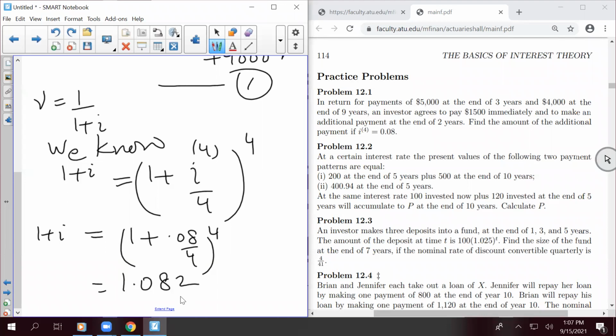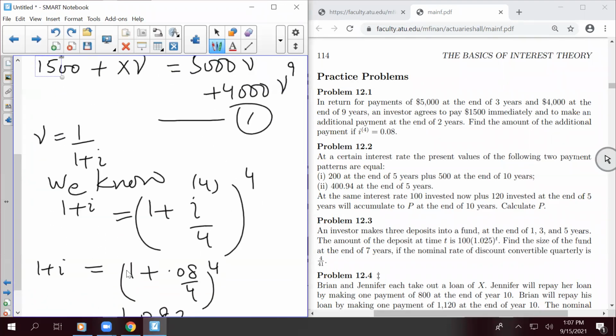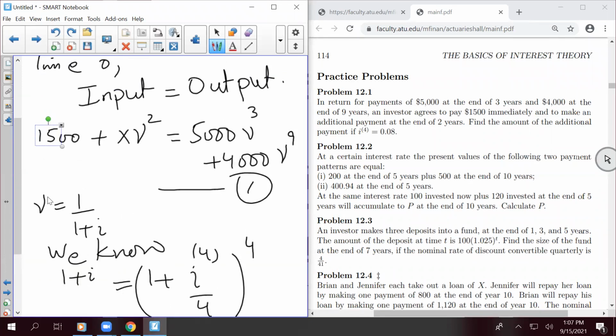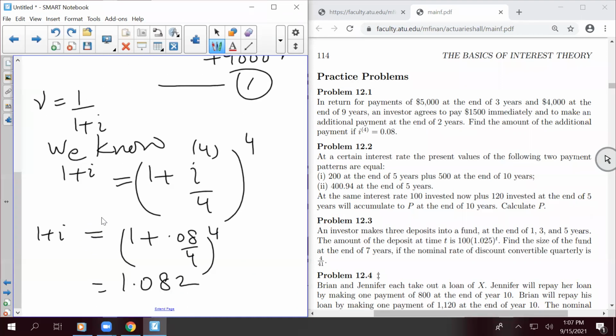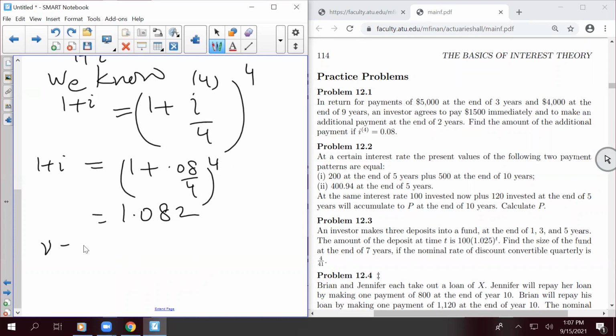Right, you can calculate i by itself, but the reason why we are calculating this is so that we can find nu and substitute in this equation, and nu is 1 over 1 plus i. So let's just leave the 1 plus i and now take its reciprocal. Nu is equal to 1 over 1 plus i, which is 1 over 1.082. Oh, I did it over 0.082 with no 1. That's the problem. 0.924. Okay, so that's nu.